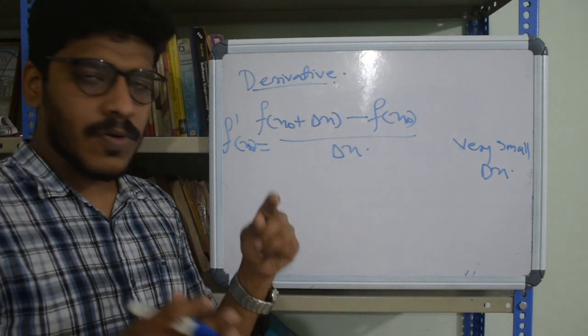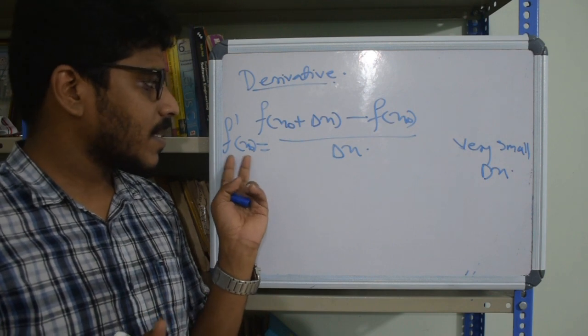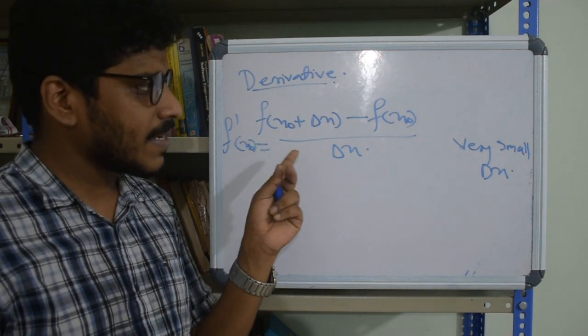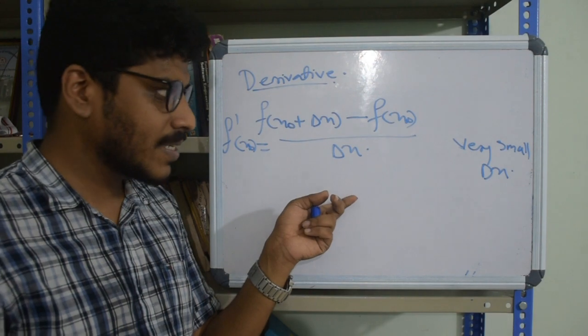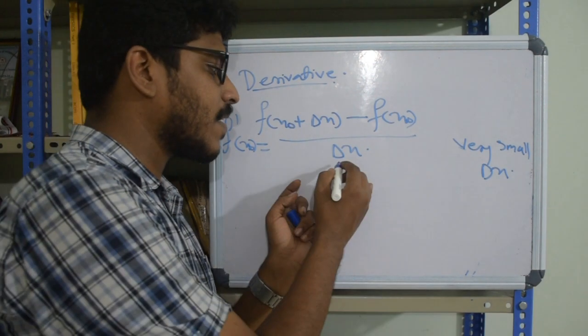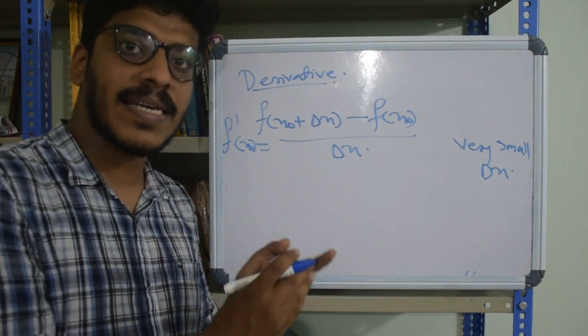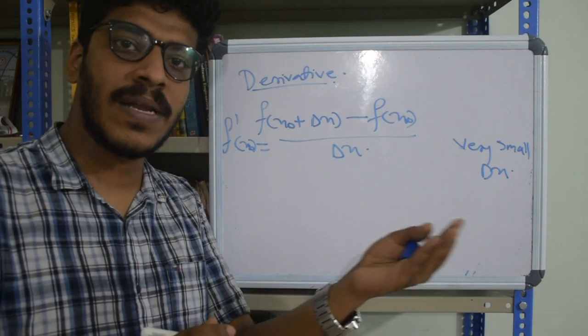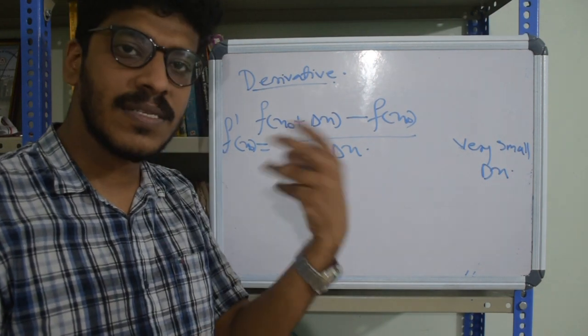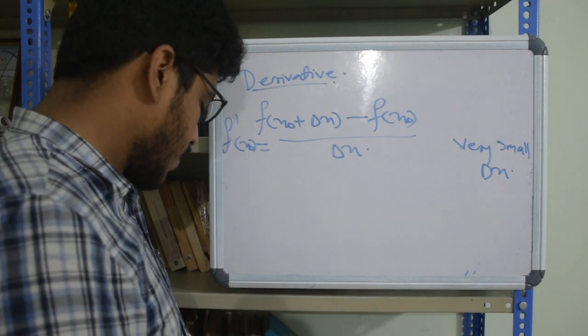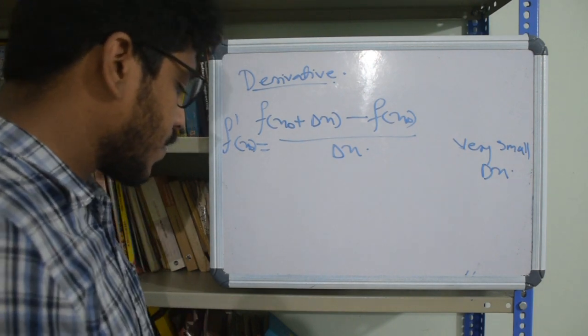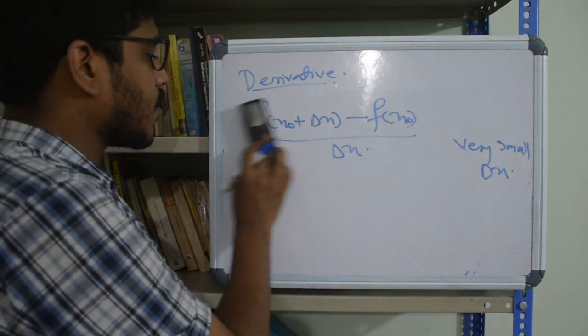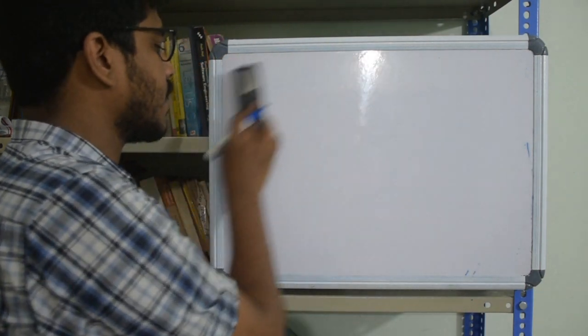Right. So remember the formula, f dash of x naught is given as f of x naught plus delta x minus f of x naught by delta x. Remember again, for very small delta x, it has to be approximated to 0, approaching 0. Perfect. So now for the sake of completeness, let's see an example.